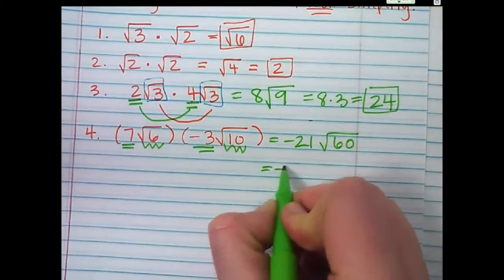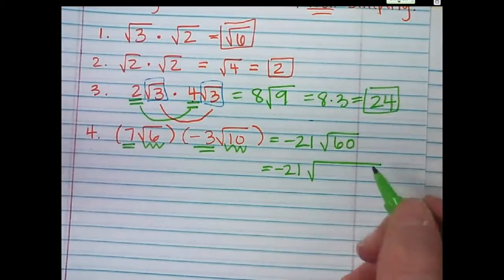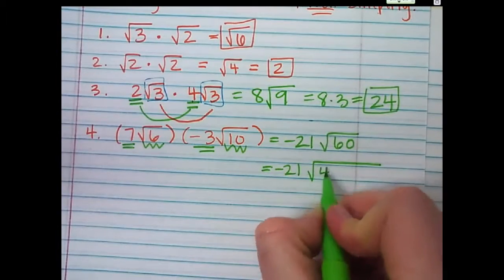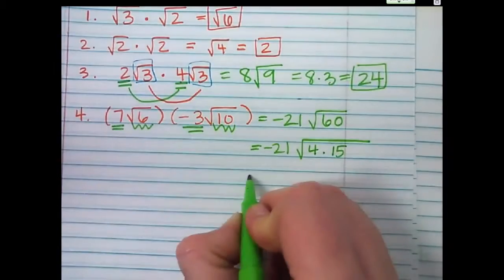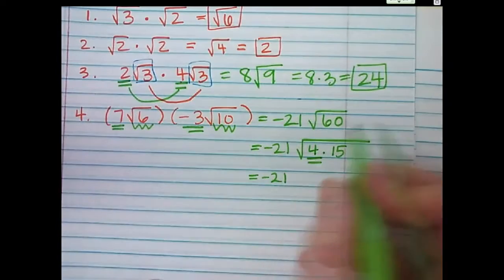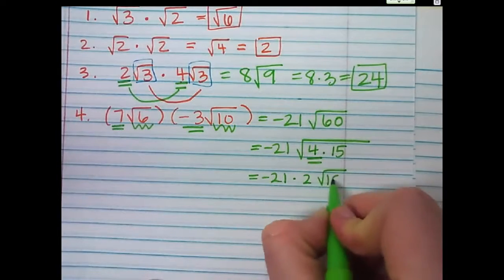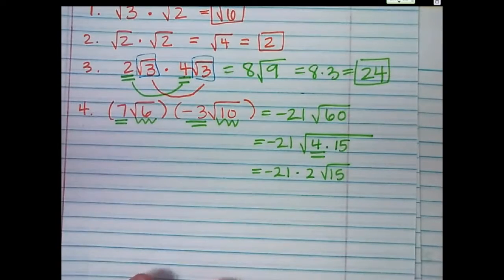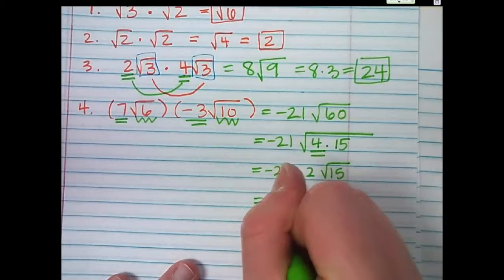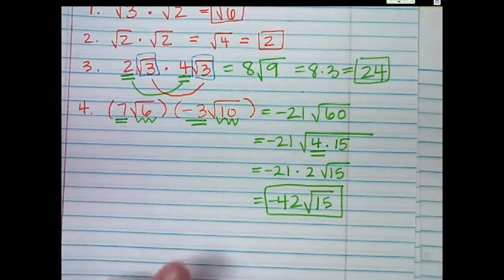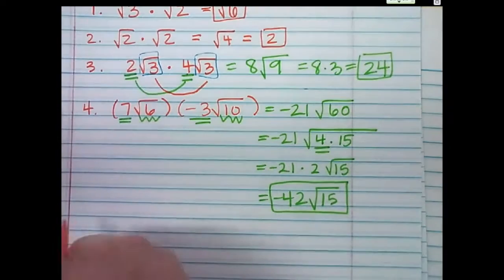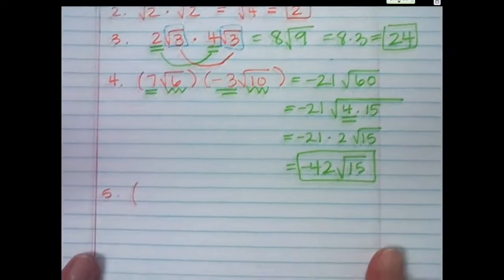So what perfect square is inside 60? 4 times 15. Good. 4 times 15. So I bring out square root of 4 is 2, so I bring out that 2. And then multiply. So negative 42 square root 15. Okay, number 5. I just have a few more.